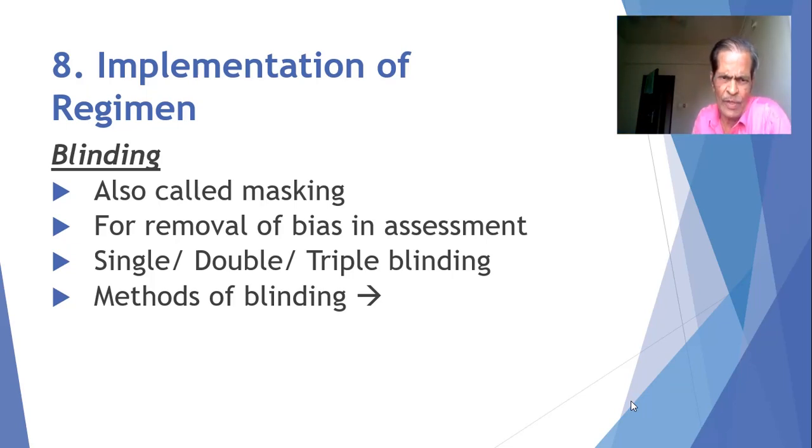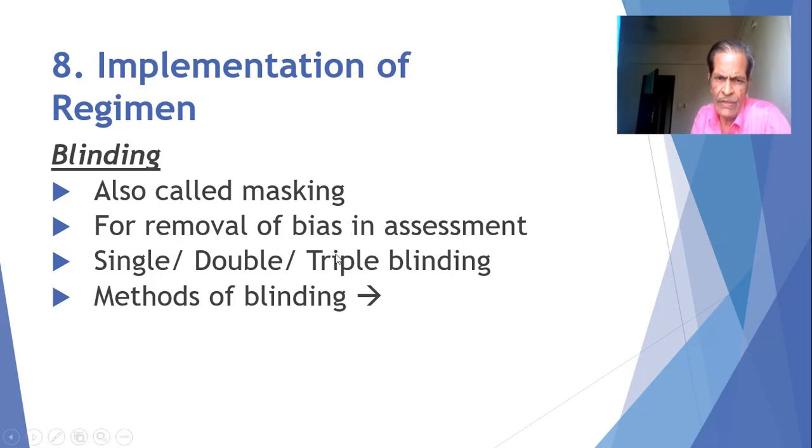So in order to avoid that type of bias, the blinding is done, which is also called masking. And it could be single blinding, double blind trial, or triple blind trials. Single blind is when the participant or the patient does not know to which group he or she belongs. Blinding is called double blind if the participant, that is the patient, and the person assessing the effect of the drug don't know to which group the participant has gone.